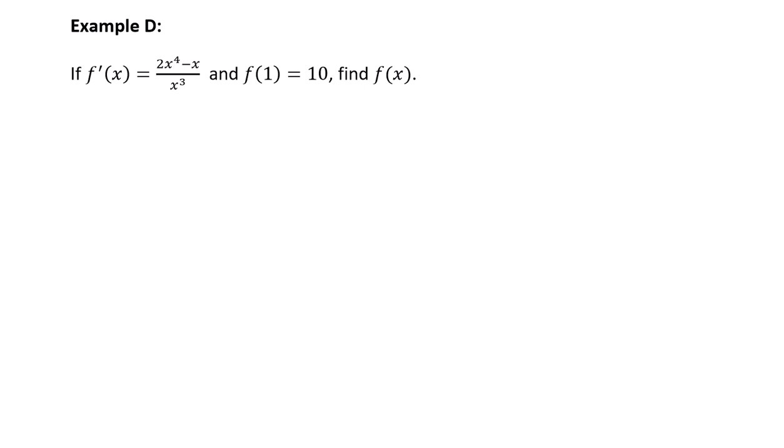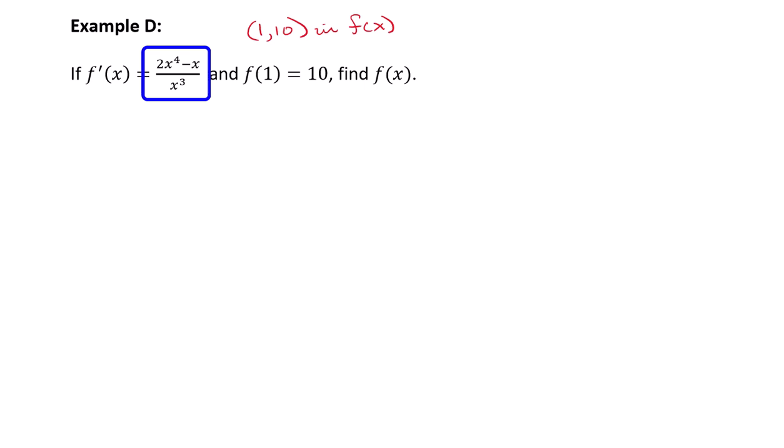Now, in example D, they're giving us a derivative function where you have the binomial 2x to the fourth minus x, all being divided by x cubed. They're also telling us that f of 1 equals 10. Notice that is in the original function. So we know we have a point (1, 10) that is in little f of x. In other words, the antiderivative. So let's find the antiderivative.